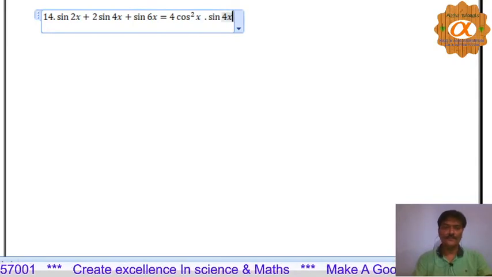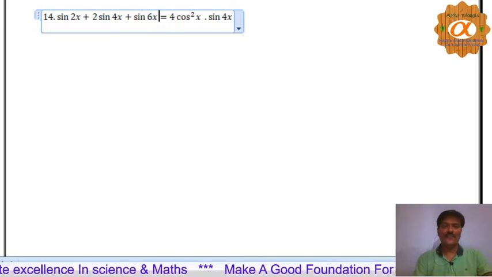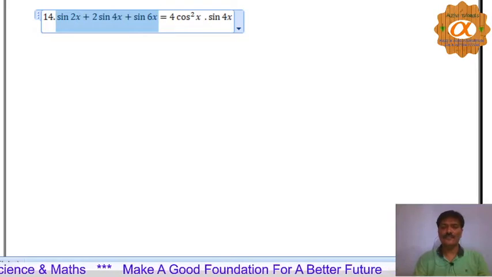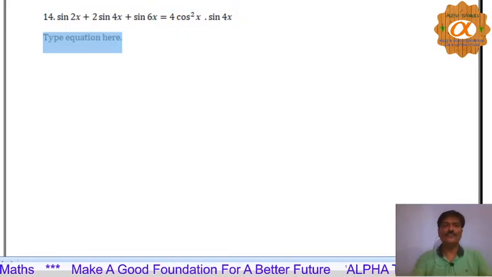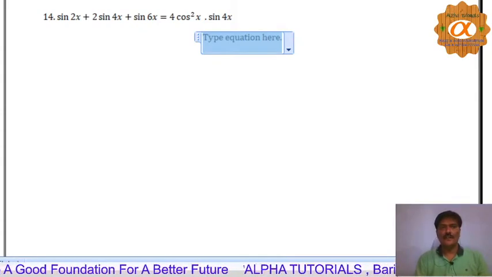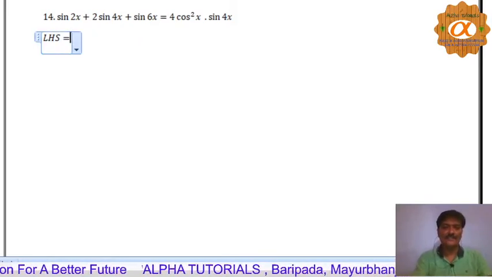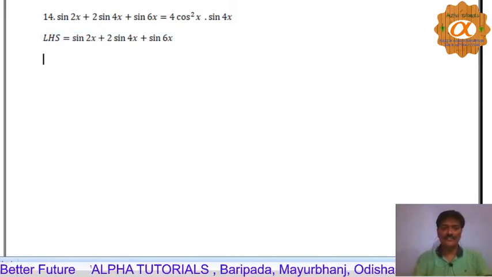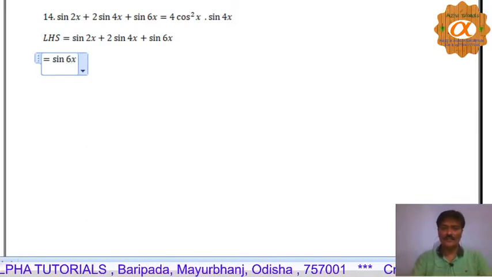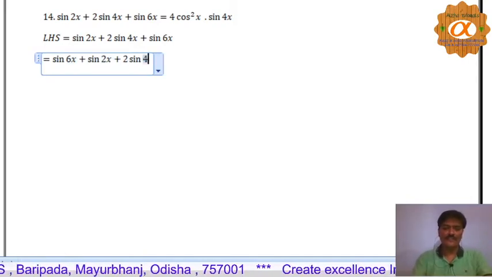Now, in proofs we always look at the RHS to see what we need. In this case we need sin 4x and we also need cos square x. So sin 4x must be maintained on the left hand side. So I am writing the LHS and arranging it such that it is equal to sin 6x plus sin 2x plus 2 times sin 4x.